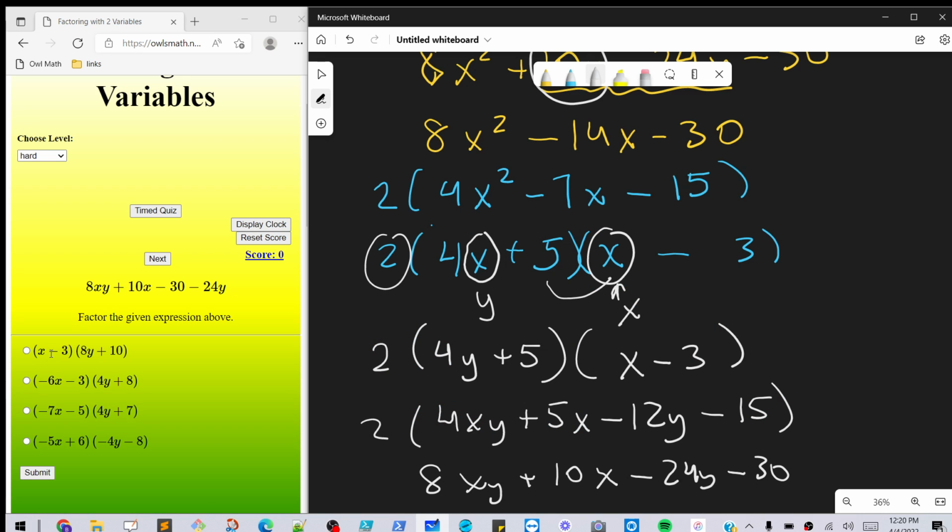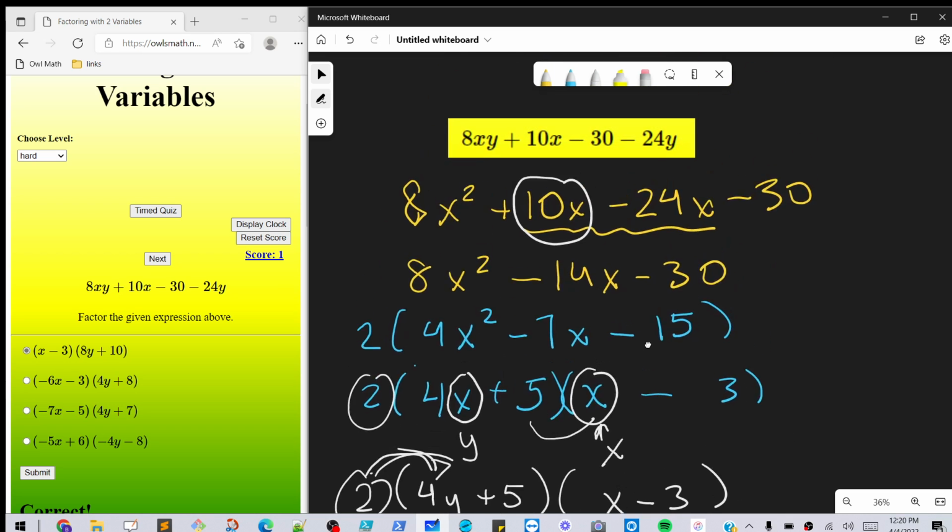You might notice none of those answers look quite right, because what's happened is that the 2, if you distribute the 2, you have (8y plus 10) times (x minus 3). So it's that solution. Same thing, they've just taken this coefficient and distributed it to the inside. Okay, so next I'm going to clean up the board and we'll work on the second method.